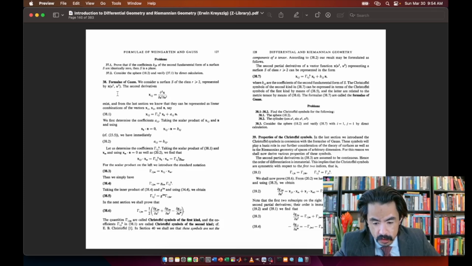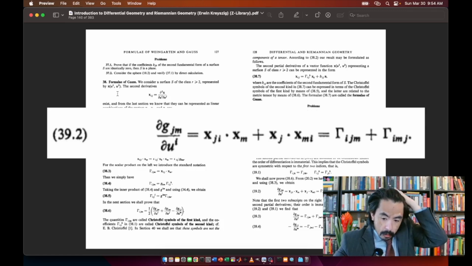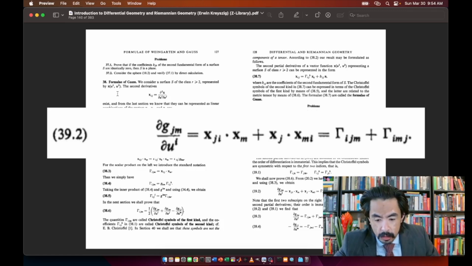Transformation property of Christoffel symbols. So I guess we have the partial of lowercase g sub jm with respect to u superscript i is equal to the scalar product of vector x sub ji with vector x sub m, plus the scalar product of vector x sub j with vector x sub mi, which is equal to Christoffel sub ijm plus Christoffel sub imj.